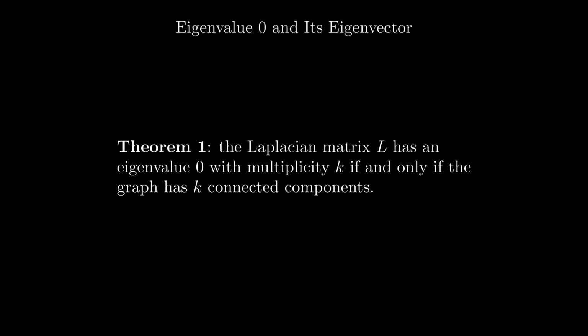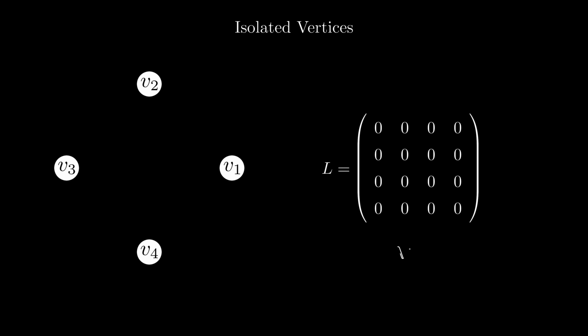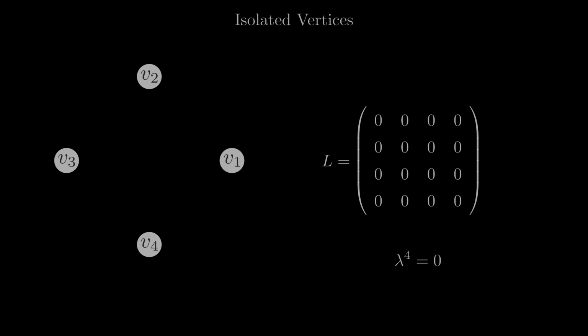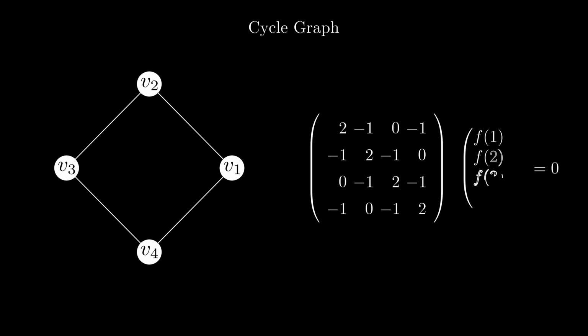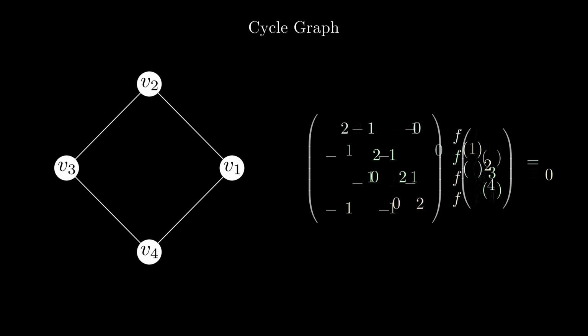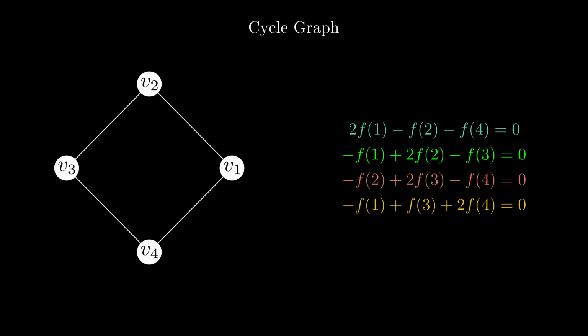Now let's look at our first eigenvalue, 0. It turns out that the Laplacian matrix L has eigenvalue 0 with multiplicity k if and only if the graph has k connected components. To gain some intuition, let me bring back those examples again. For the isolated vertices, it's easier to think about the multiplicity from the algebraic perspective. Therefore, 0's multiplicity is 4. For the cycle graph, it's easier to think about it from the geometric perspective. Treat the eigenvector as a solution to the linear equations. The 4 independent restrictions limit the dimension of the eigenspace to be 1.